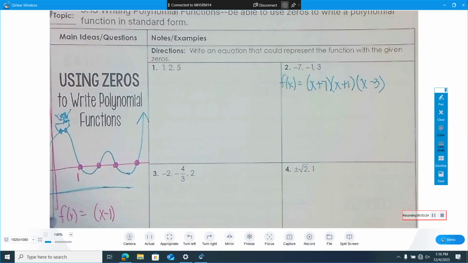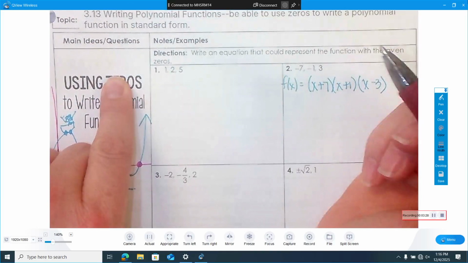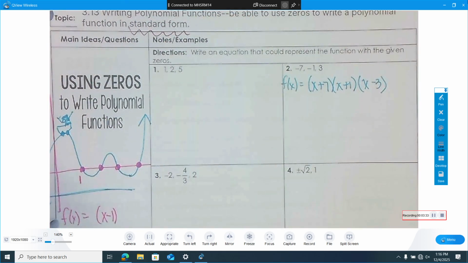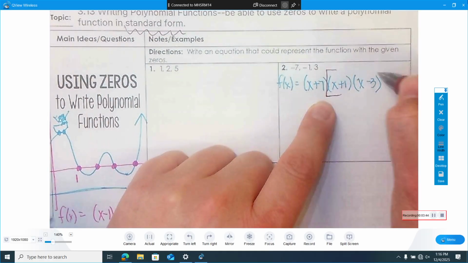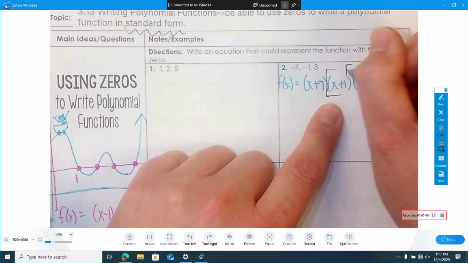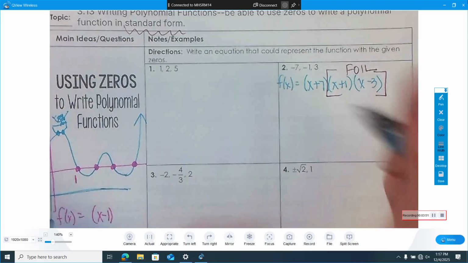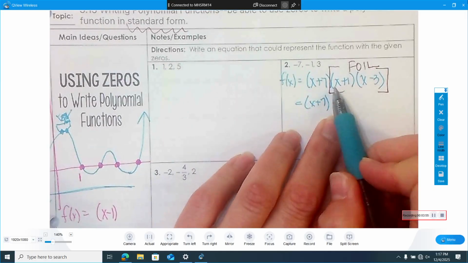Okay, so what we need to do is we're actually writing this equation in standard form. And that's the tricky part today. Standard form means it's all multiplied out. So we've got to multiply all of this together. What I'm going to do is start with the back 2 bubbles, and I need to FOIL those together. The x plus 7 is waiting its turn. I've got to multiply these together.